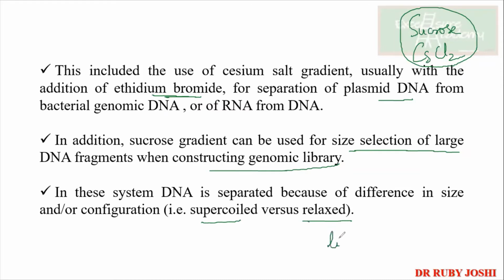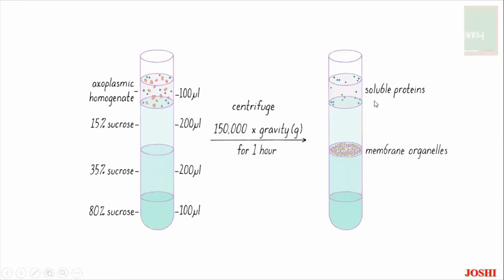So what is relaxed? Relaxed is your linear DNA. Supercoiled is the DNA which is like this. Remember, it is also called CCC, covalently closed circular DNA, right? So in plasmid cases you have this. So what happens? These are very tightly coiled and these are very relaxed. So because of this, again, there is a difference in the density, and hence you can separate two different types of DNA. Okay. I'll show with the figure also, don't worry. So this is your sucrose gradient we are going to discuss now.